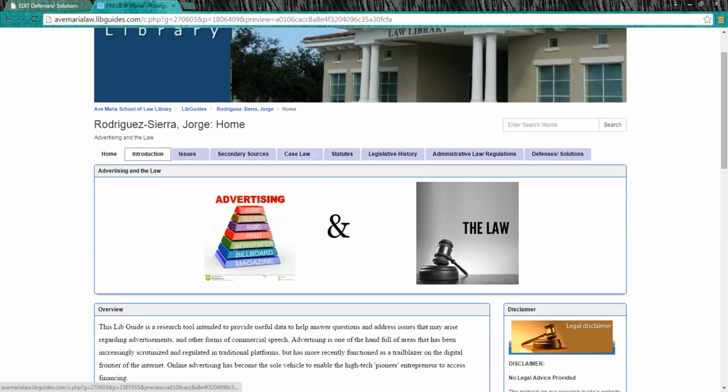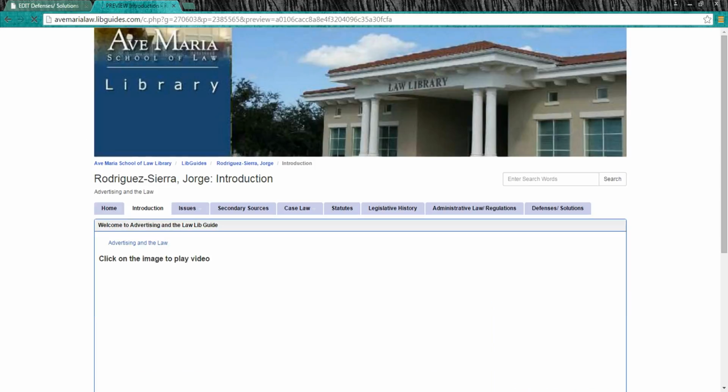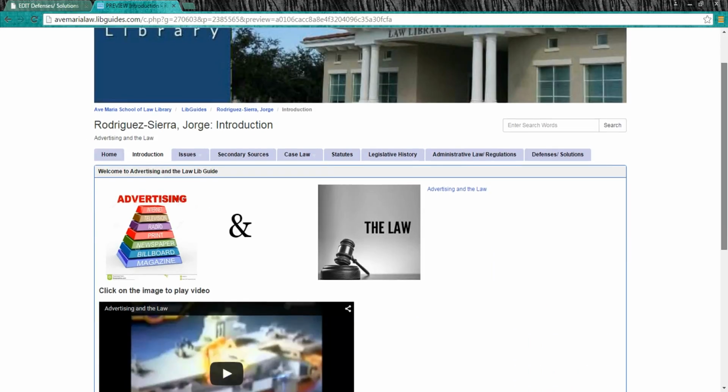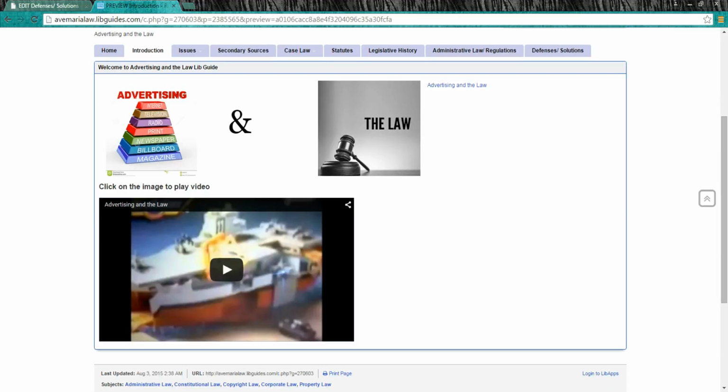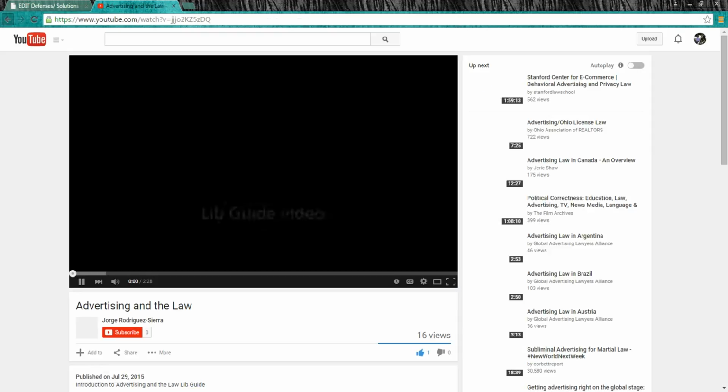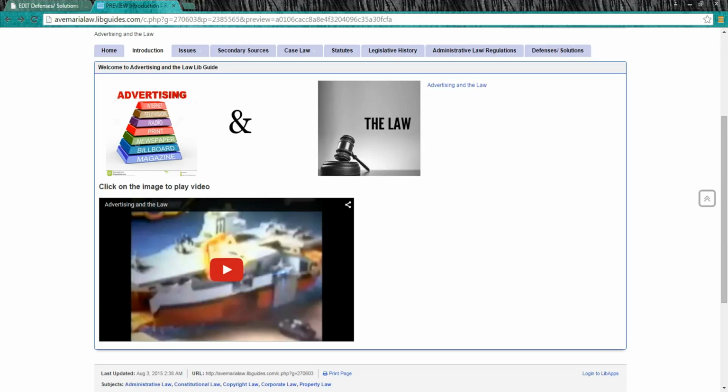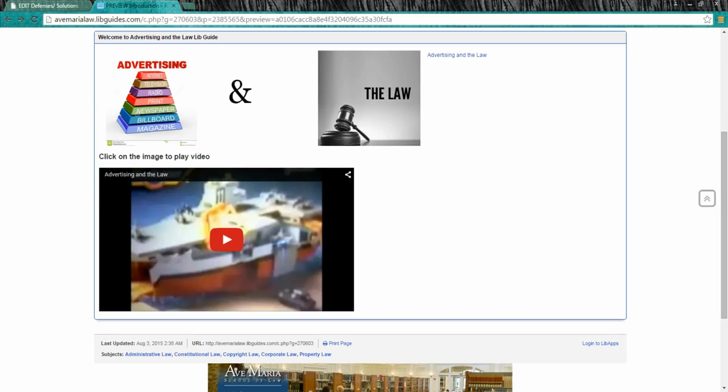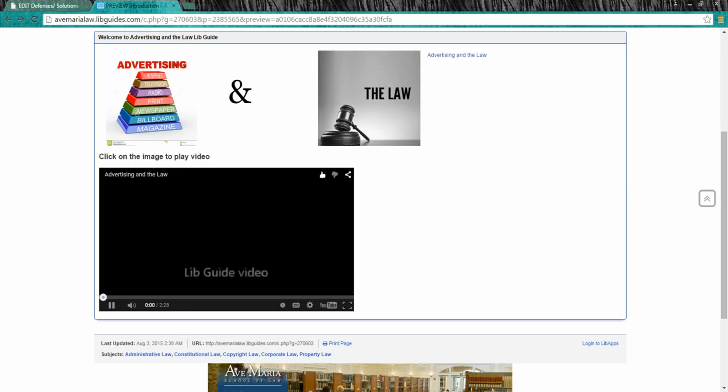Now moving to the second tab, Introduction. For the Introduction tab, I decided to make my own video to explain to the users how to use this LibGuide and what this LibGuide will discuss. So I embedded it into this page. Otherwise, if you click on the top image, it will take you to YouTube, or you can watch it in the page. So we'll do that now.